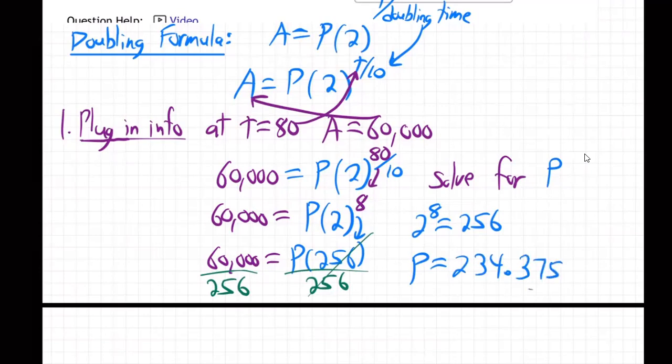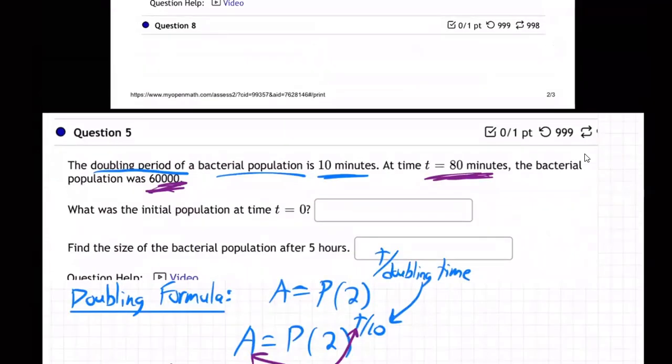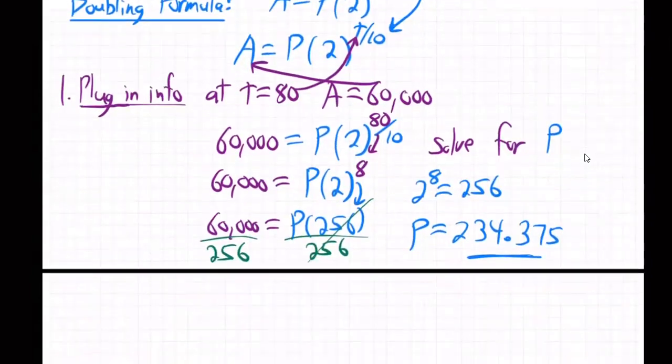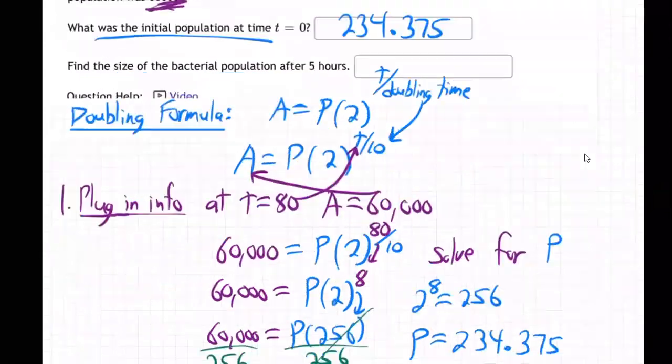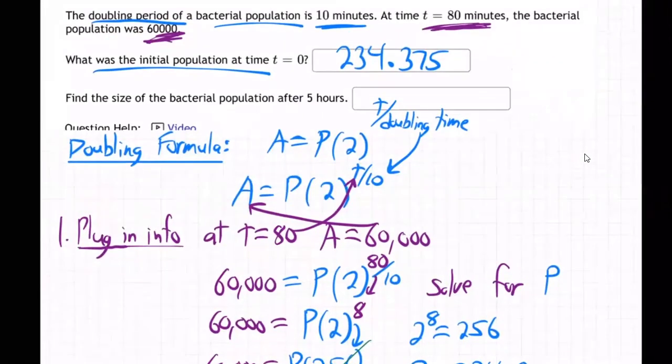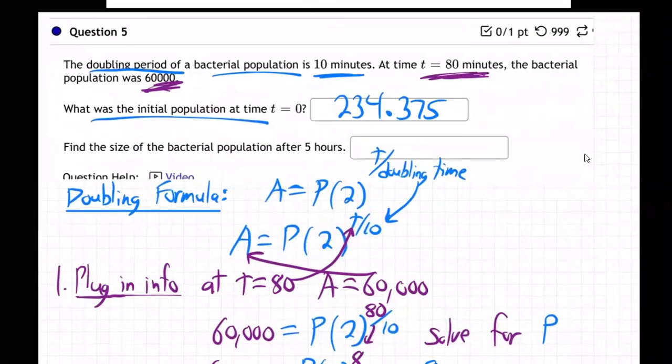So there's our first answer. P, and what did they ask? They said, what was the initial population at time 0? That is the P. That is 234.375. I don't know if they want you to type it in that way or they just want you to say 234, whichever, because you can't really have part of a bacteria. So that's the first thing.